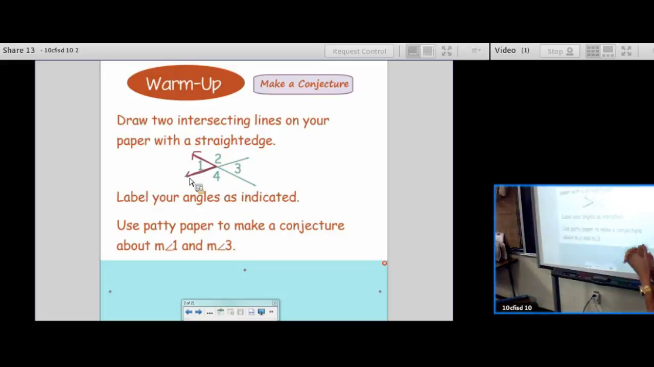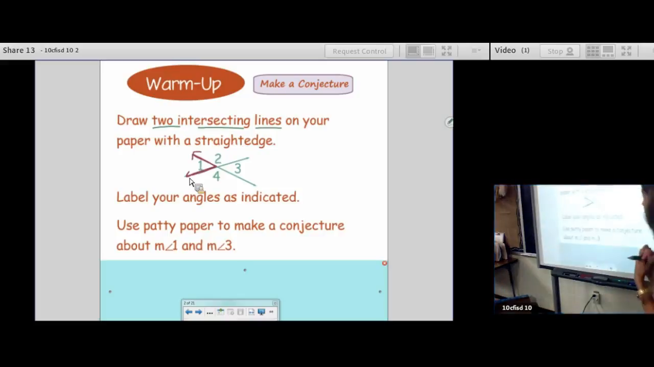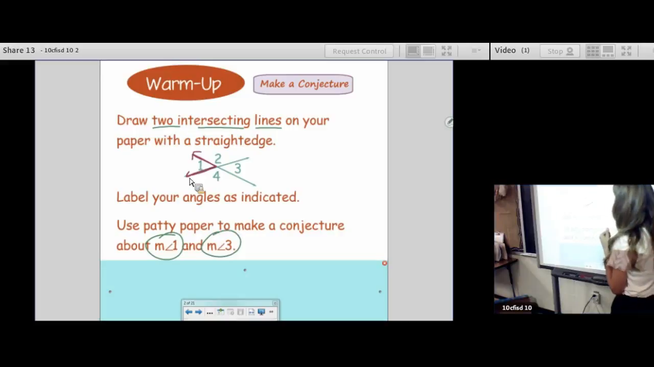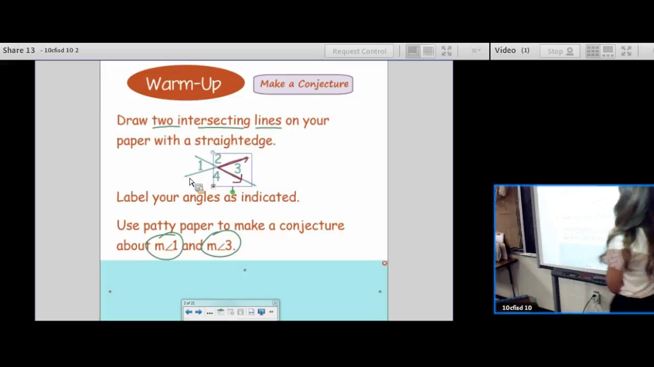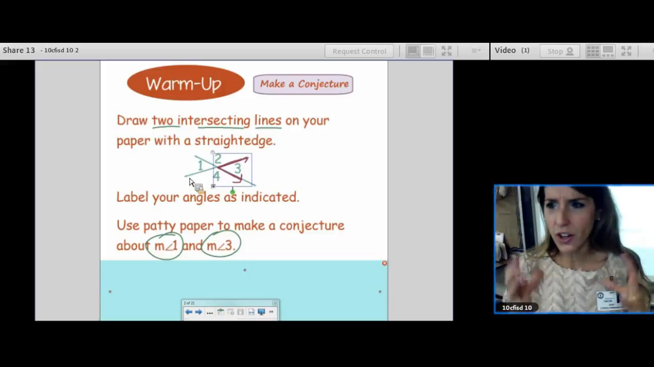Draw two intersecting lines, that's important, two intersecting lines on our paper, and we compare angle 1 with angle 3. We notice that angle 1, I traced it right here. I'm going to bring it over here, and I'm going to compare its measure with angle 3. And I notice that those angles are congruent.